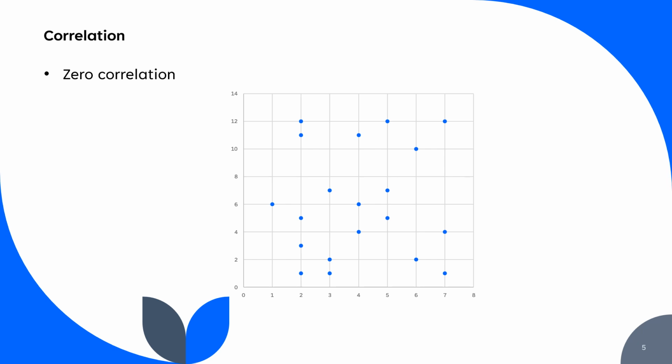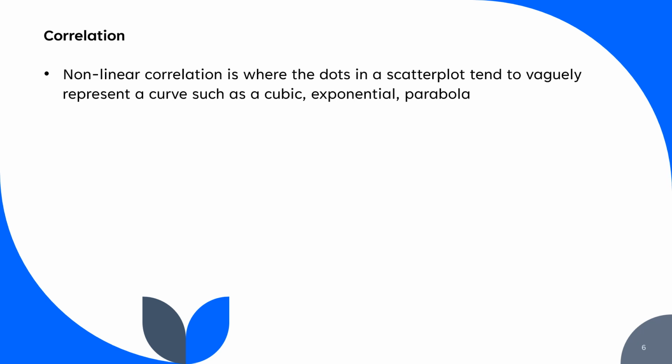And here's an example of a zero correlation. So it's not positive or negative. You can't distinguish. So therefore it's a zero correlation. Hence it goes from -1 to 1, the Pearson's correlation. When we look at a nonlinear, that's where the dots tend to vaguely represent a curve, such as your cubics, your exponential parabolas.